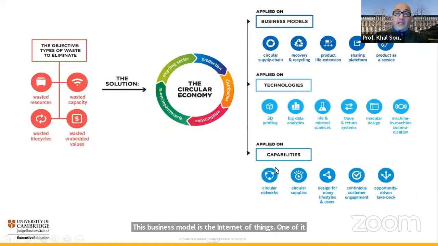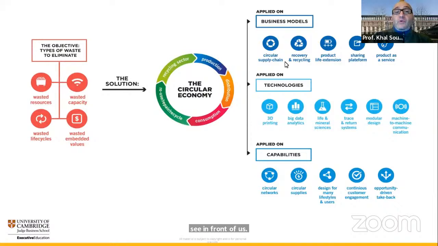So let's look at this, for example, here. What do we see in front of us? Well, our objective is to try and eliminate waste, right? So when we're thinking about it, our objective is about eliminating waste.